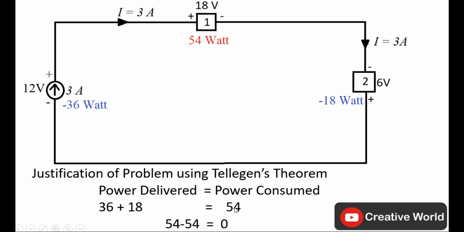If we place this 54 on the other side of the equals sign, then it becomes 0, and this is actually what Tellegen's theorem states.